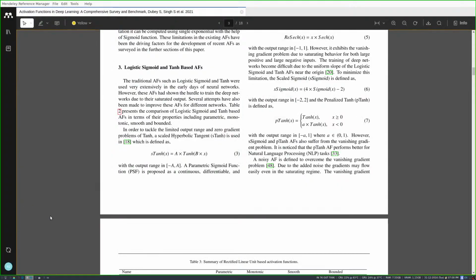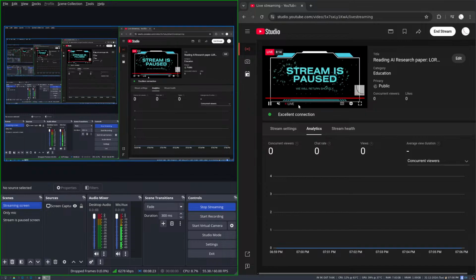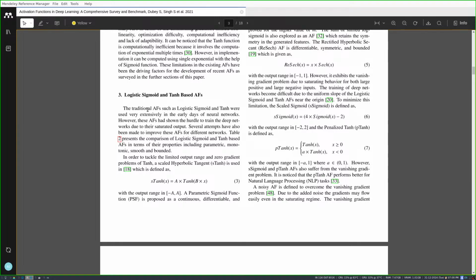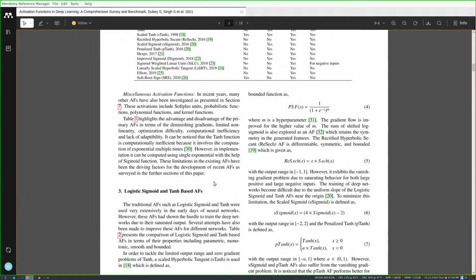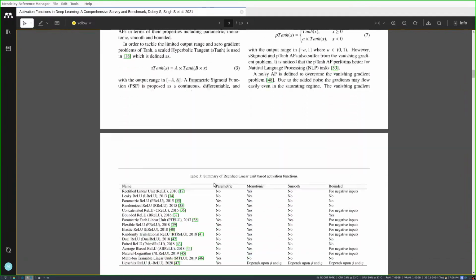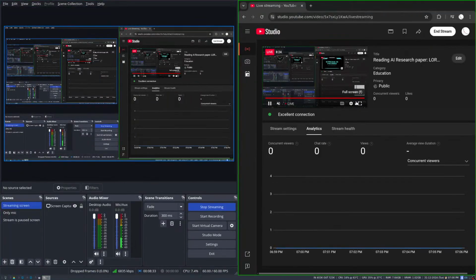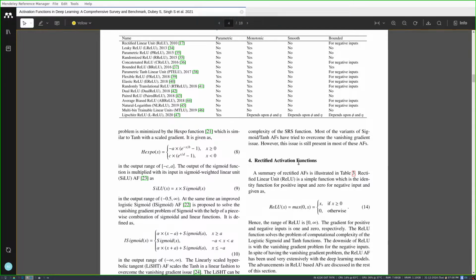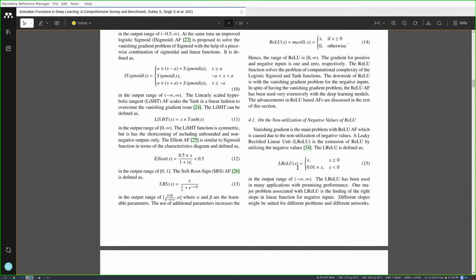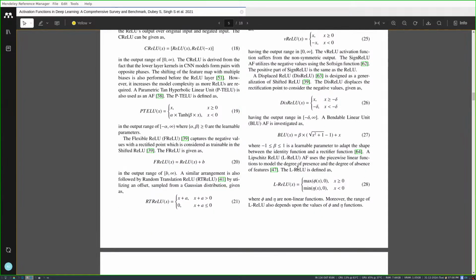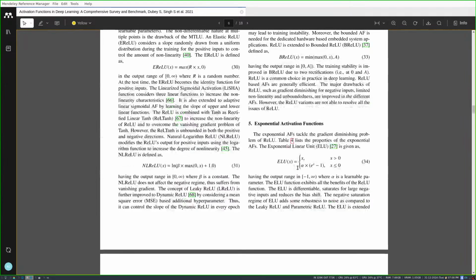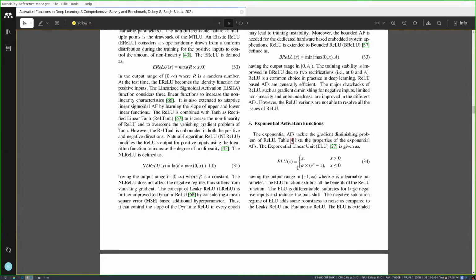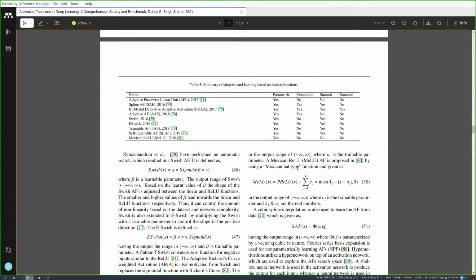Yeah, sorry about that. Logistic sigmoid. Then rectified activation functions. Well, I think this is going to be very fast. Maybe not. I don't know.